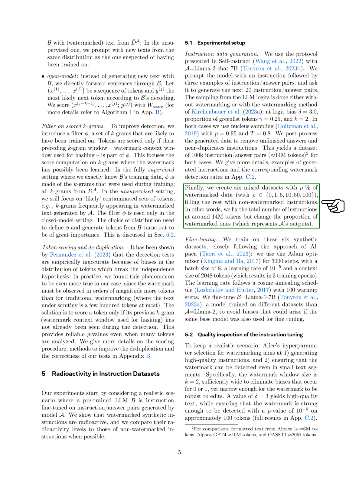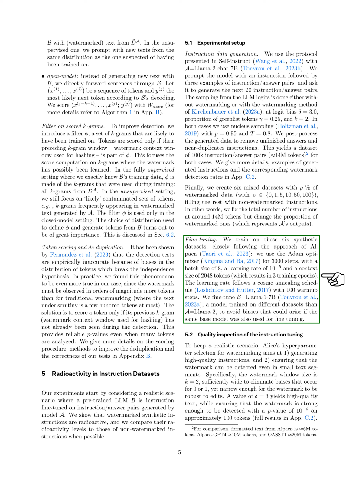We also create mixed datasets with a small percentage of watermarked data, adjusting the total number of instructions to around 14 million tokens but varying the proportion of watermarked ones. For fine-tuning, we train on these synthetic datasets, using the Adam optimizer for 3,000 steps, with a batch size of 8, a learning rate, and a context size of 2048 tokens, which equates to 3 training epochs. We follow a specific learning rate schedule and choose to fine-tune a model trained on different datasets than the one used for generating the instructions to avoid biases.